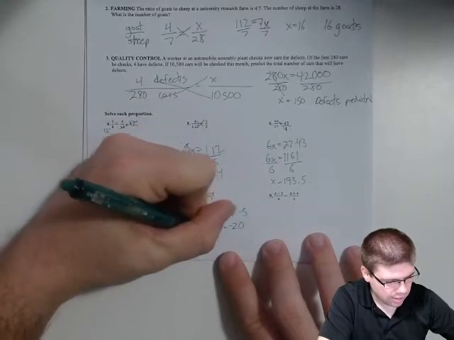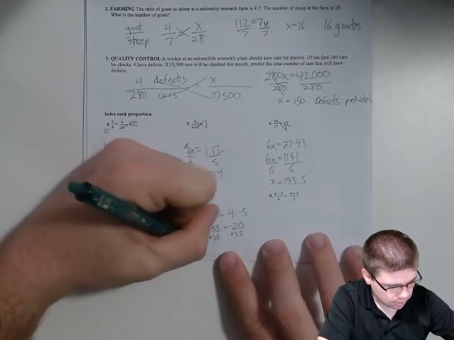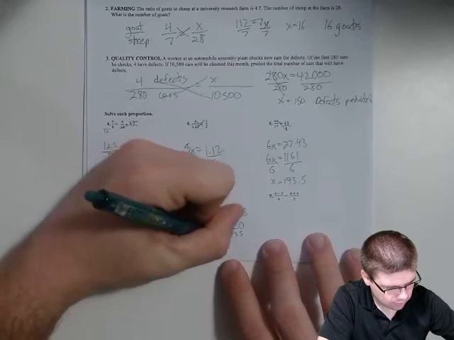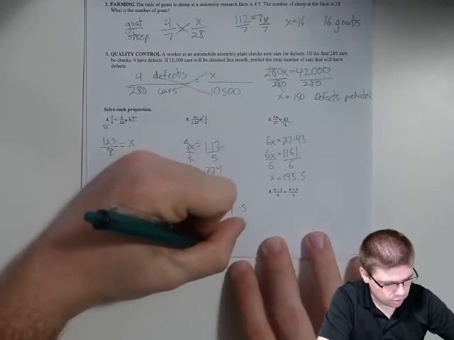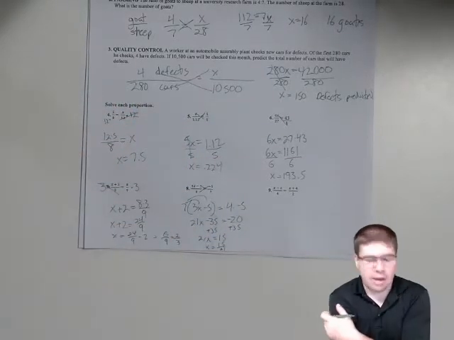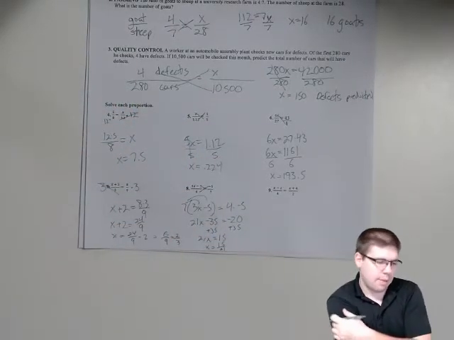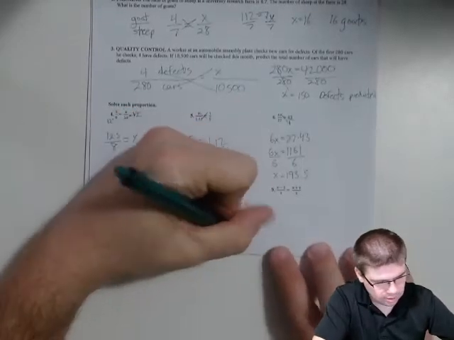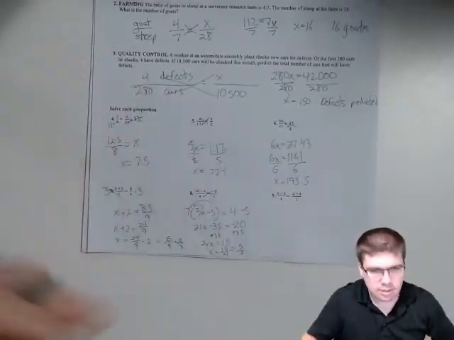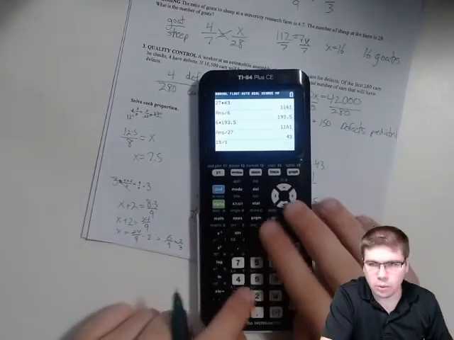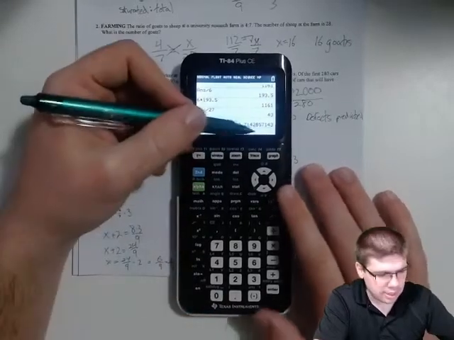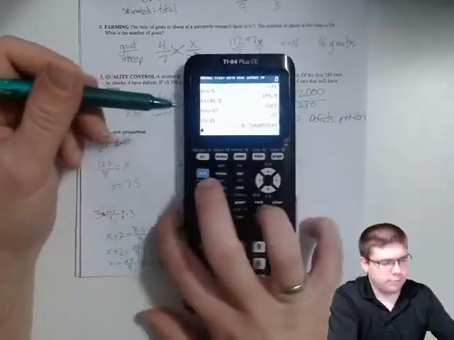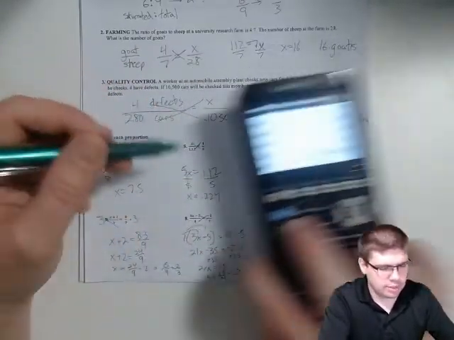We'll add a 35 to both sides. We get 21x equals 15. Divide by 21, x equals 15 over 21. That fraction will reduce. We can divide the top and bottom by 3. And so that ends up being 5/7. Remember, you could also type this in, 15 over 21, and get that decimal.